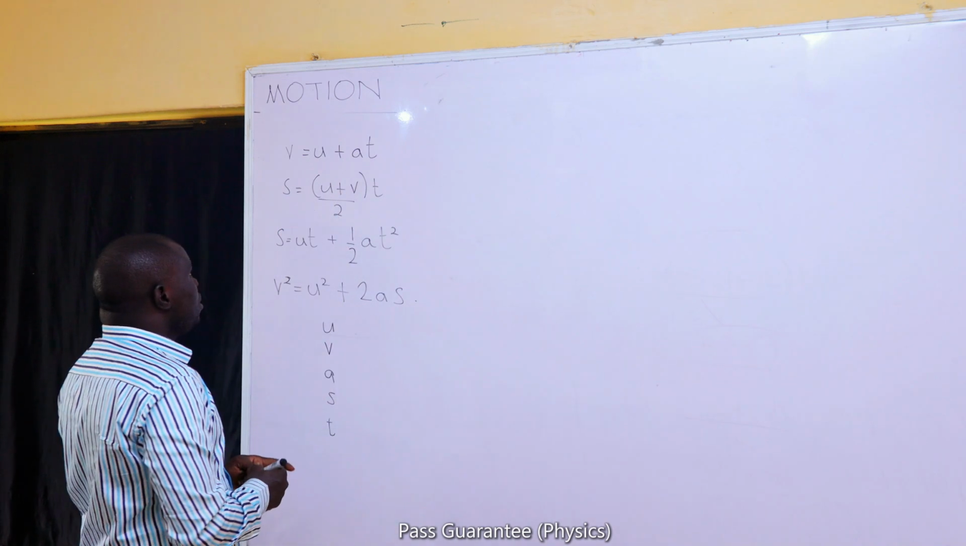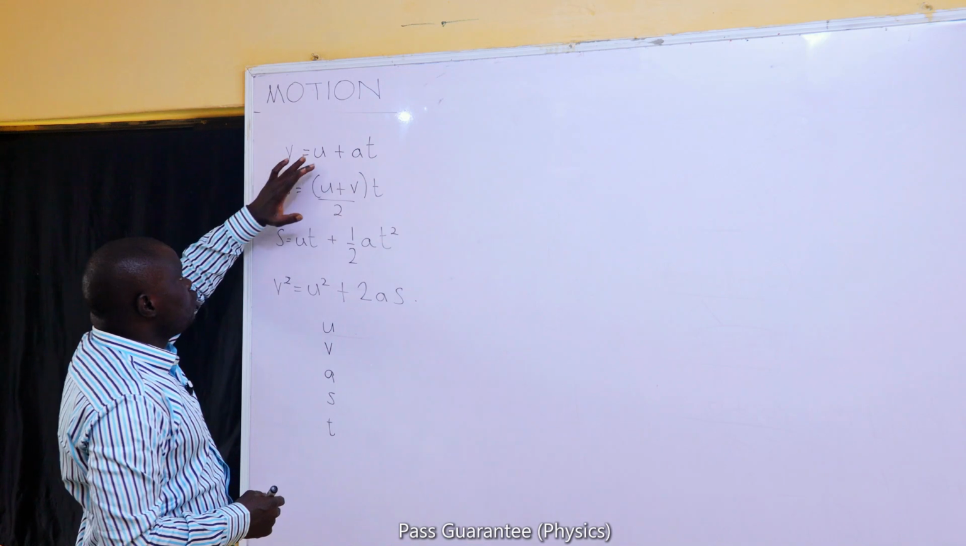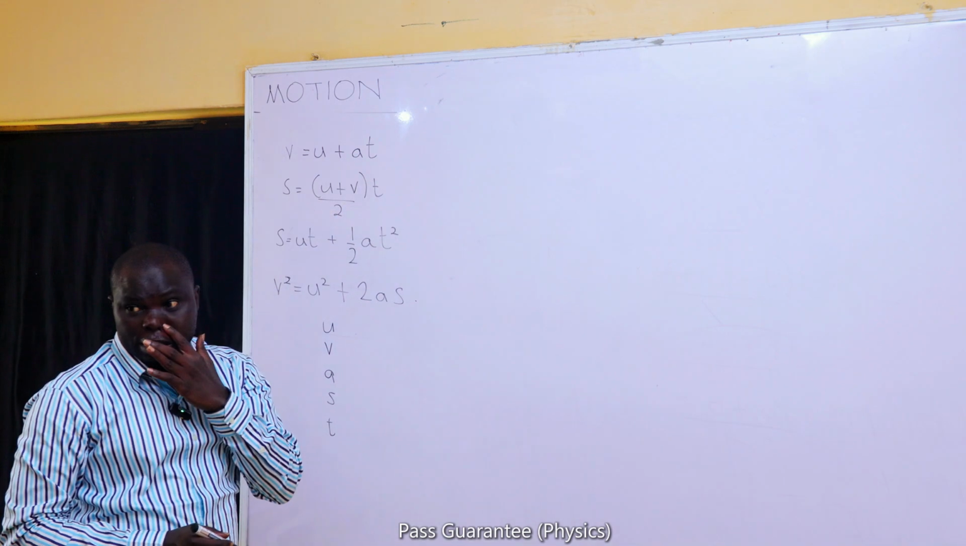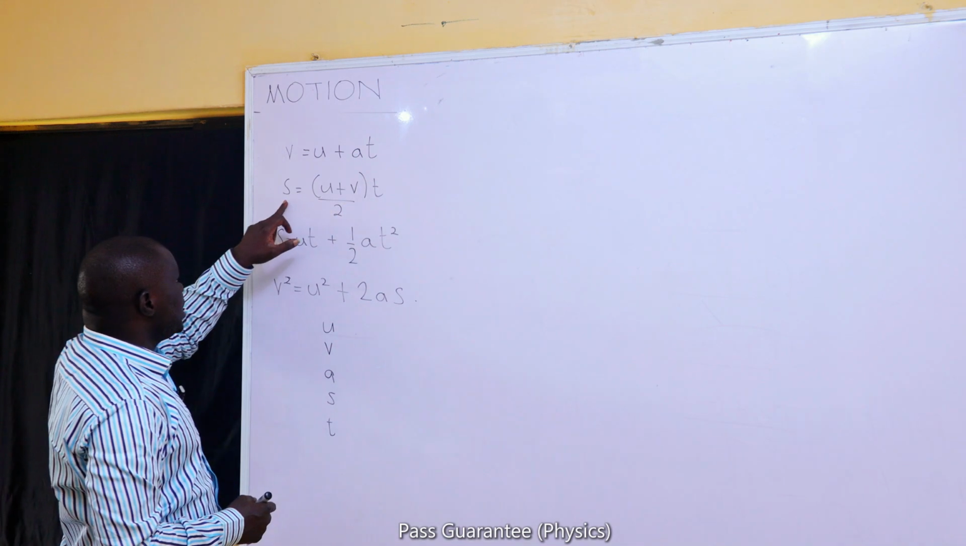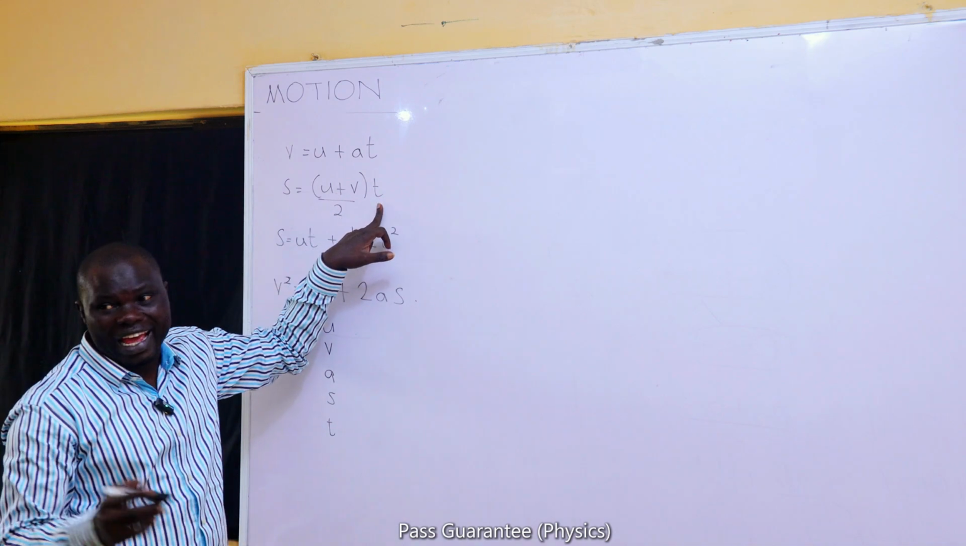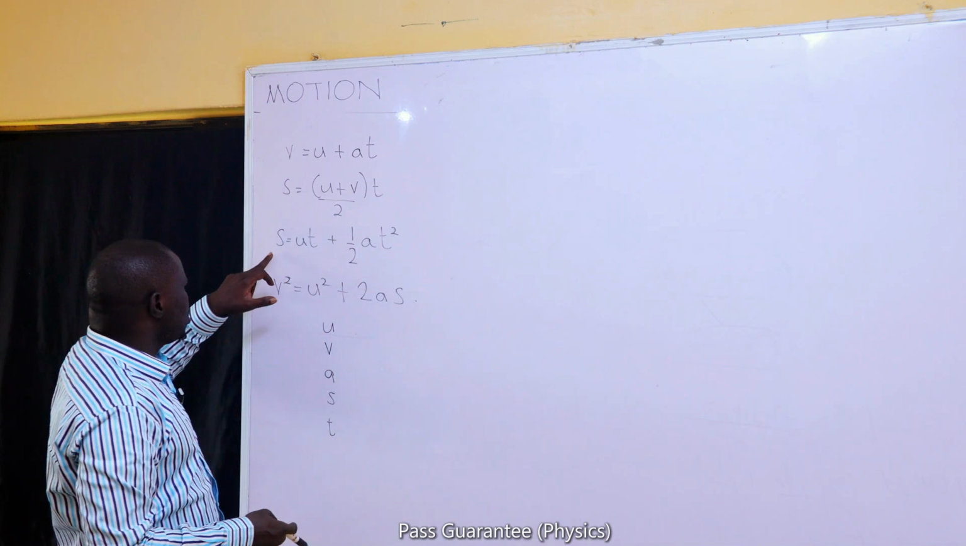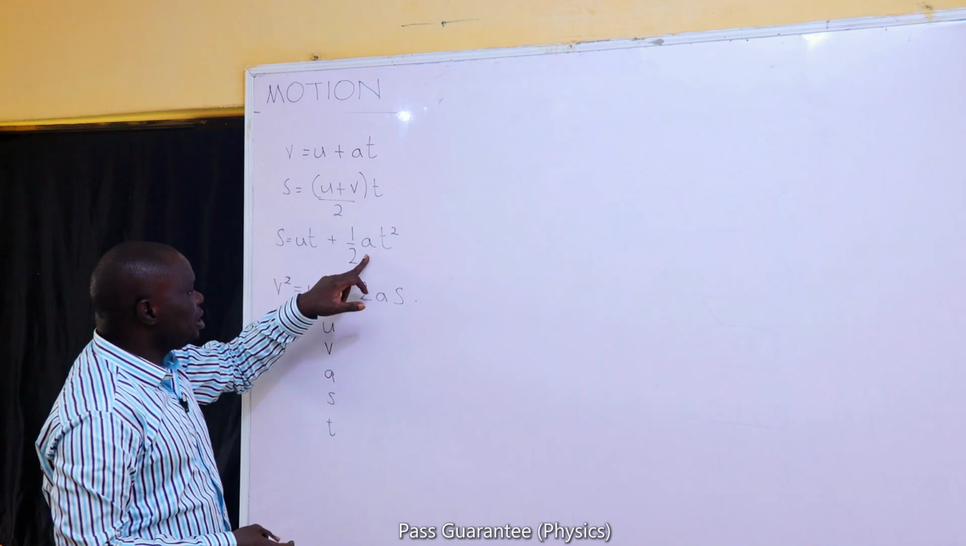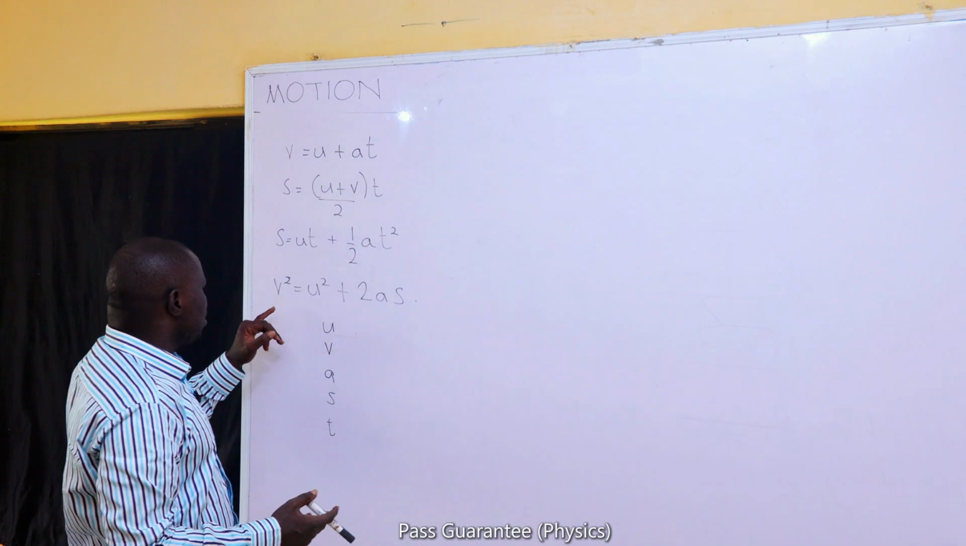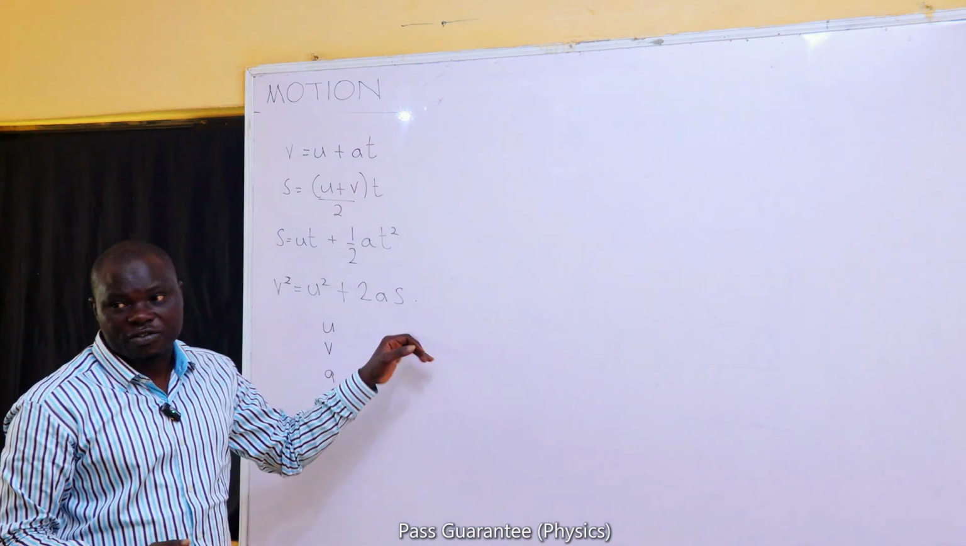For example, the first equation has V, U, A, and T. It does not have S. The second equation has S, U, V, T. It does not have A, acceleration. The third equation has S, U, T, and A. It does not have V. The last equation has V, U, A, and S. It does not have T.